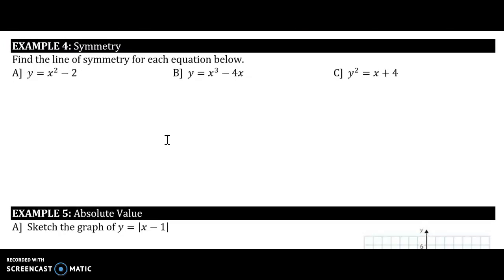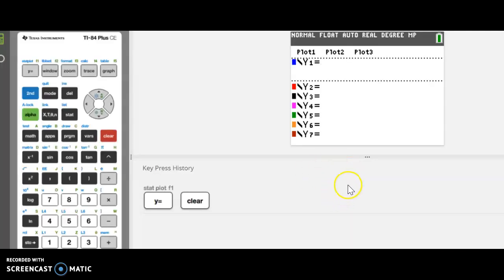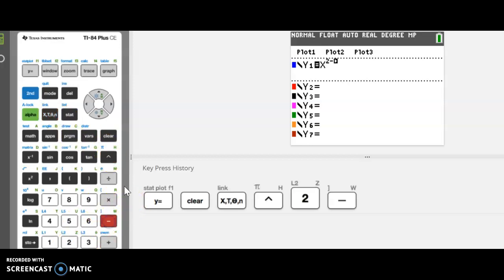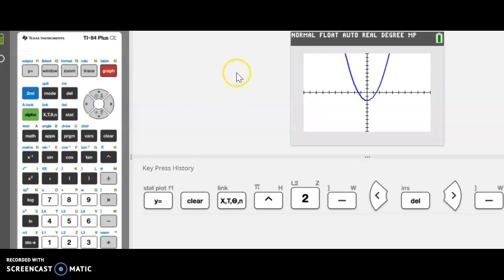Line of symmetry. Line of symmetry. The best way to do this is to graph them and then try to visually see what is going on. Okay? So let's go ahead and do that. Okay, so I'm back with my calculator here. Got it pulled up. So we're going to type in x squared minus 2. And then we're going to graph it.